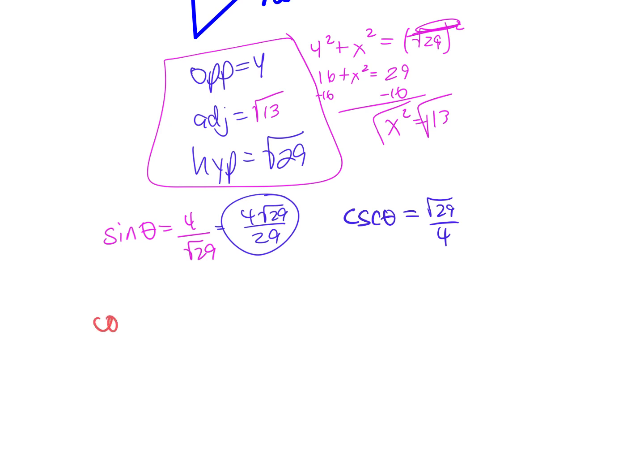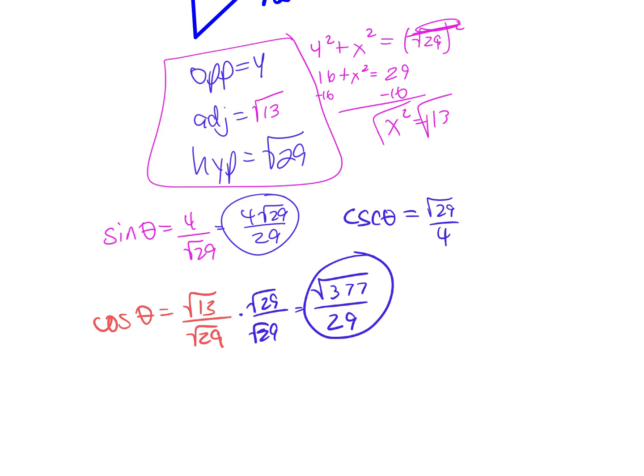So now we're going to go with cosine. So my cosine of theta is adjacent, square root of 13 over the square root of 29. Can I leave it like that? No, we're going to rationalize. On the bottom, square root of 29 times square root of 29 is just 29. What happens when you have a radical times a radical, but they're not the same numbers? A house times a house is just a bigger house. When you multiply 13 and 29, what do you get? 377. Gross number, but no biggie.